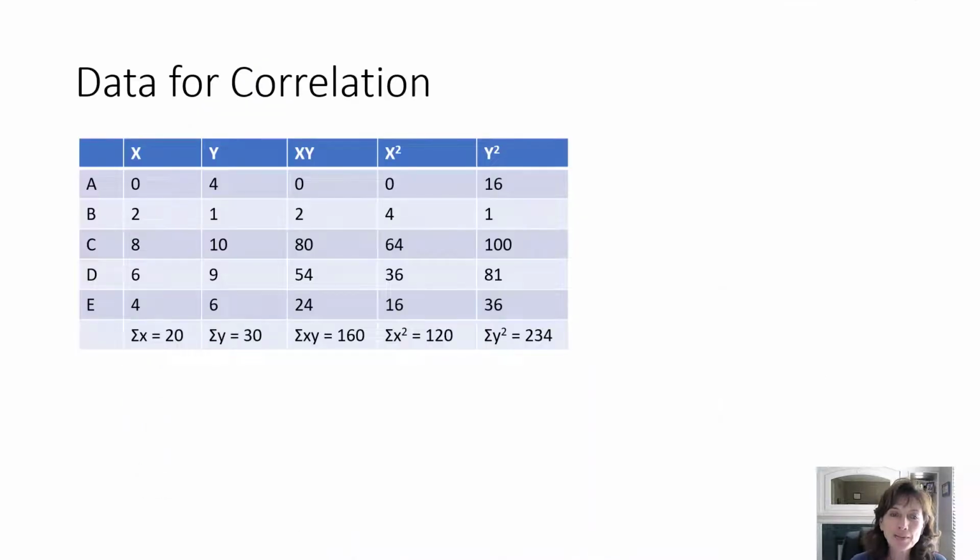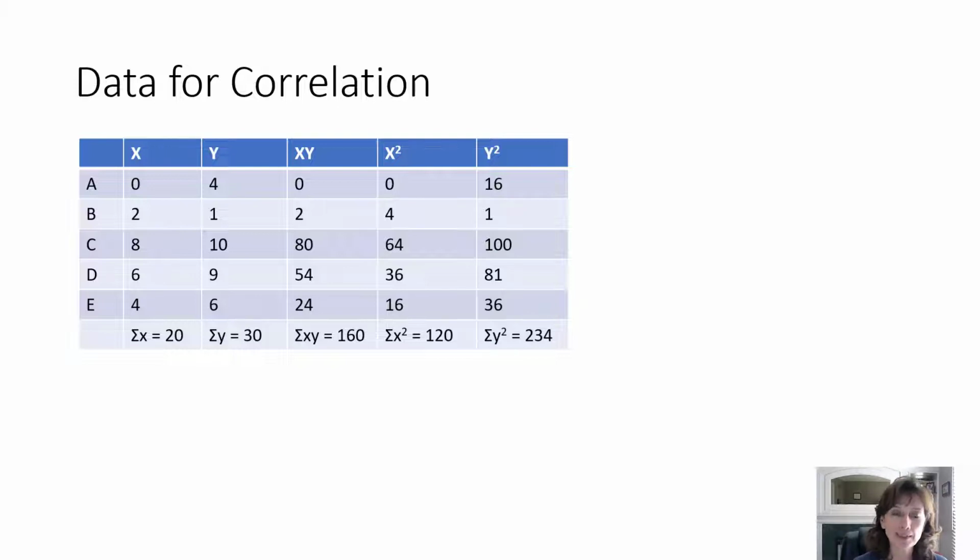So what I have to begin with, I have some data to get us started. What I have is a data set based on 5 individuals. And remember, with correlation, we have an X variable and a Y variable. So for each individual, we're going to have a score on X and a score on Y. So for example, individual A, their score on X is 0, the score on Y is 4. Individual B, the scores are 2 and 1. Individual C, the scores are 8 and 10, and so on.